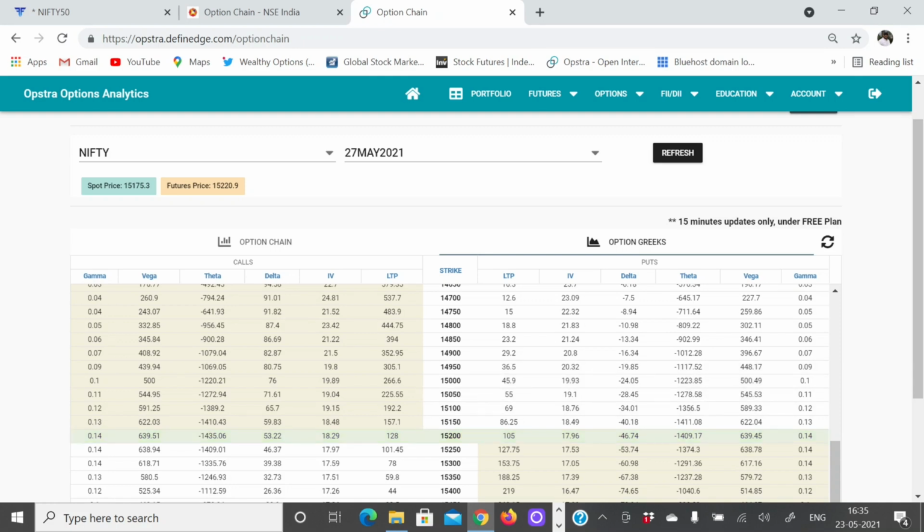So I think with this, that's all about the option chain. Quite an important tool. I can't imagine any options trader opening the day and closing the day without looking at the option chain.